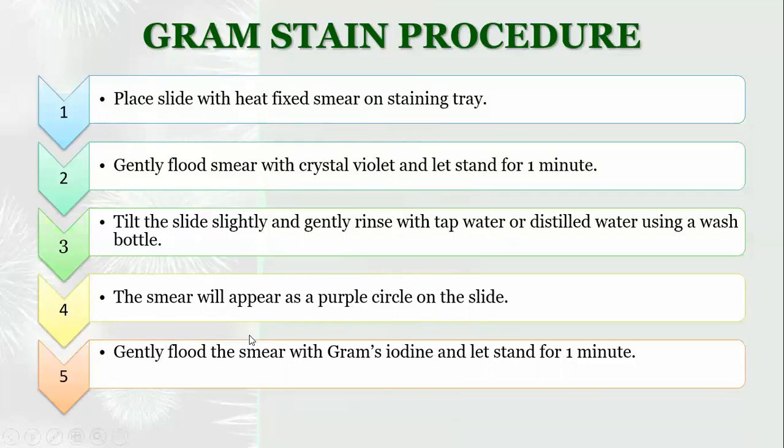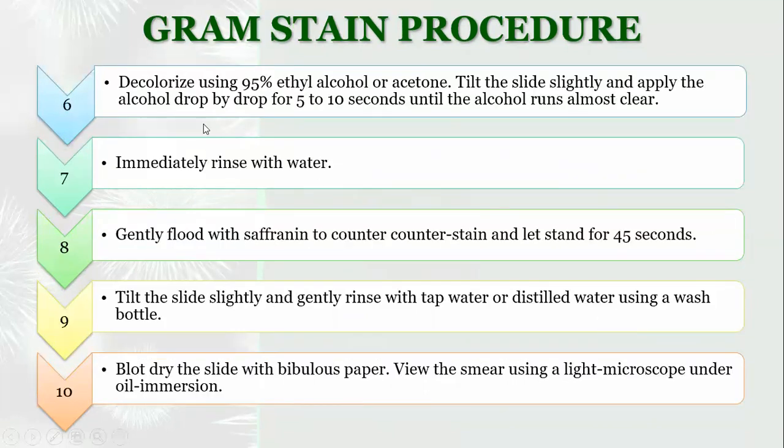Then gently flood the smear with Gram's iodine. This Gram's iodine acts as a mordant that enhances penetration of the dye into the cell wall. After addition of the iodine, allow it to stay for 1 minute. Then decolorize with 95% ethanol or acetone. This decolorization step is very important to differentiate gram-positive and gram-negative bacteria.